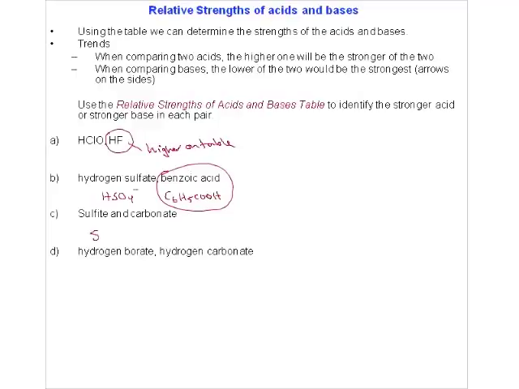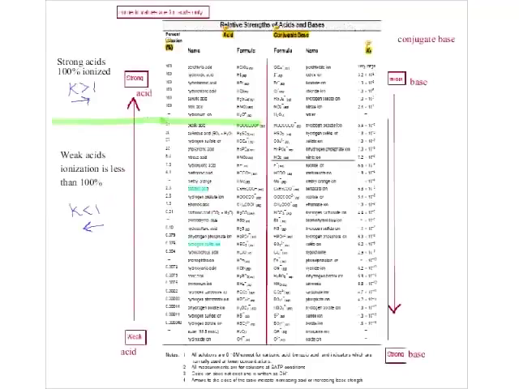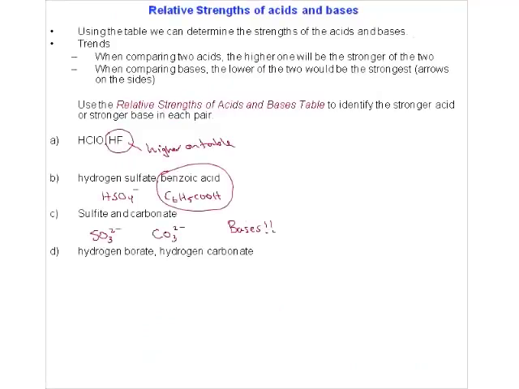Sulfite and carbonate, SO3 2-, and carbonate, CO3 2-. Now you notice that these guys are not acids, these guys are bases. So we're asking you now, which is the stronger base? Well, we got to go look at the bases here now. So carbonate ion, okay, where is that one on the table? Right there. And sulfite right there. Which is the stronger base? Well, in this case now, it's the lower one because we're talking about bases. So carbonate is a much stronger base. It's not a strong base. It's a stronger base than sulfite. So this guy here is stronger because it's lower on the base side.